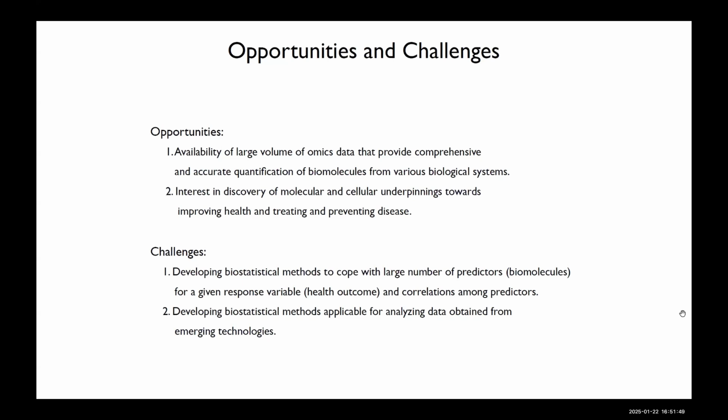And regarding the challenges, as I just mentioned, with omics data we try to quantify and characterize the entire activity of biomolecules in the cell. If we consider human genes, the number is more than 20,000. And how these 20,000 genes actually contribute to a particular health outcome is not easy to tackle. What is the model that's underlying this?